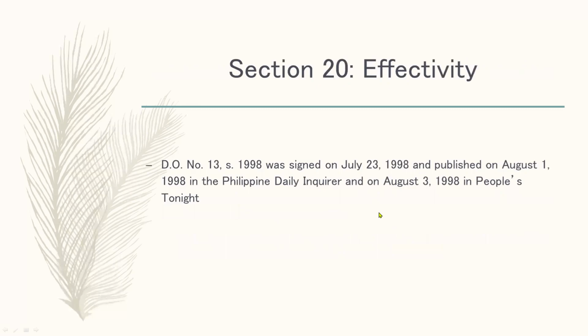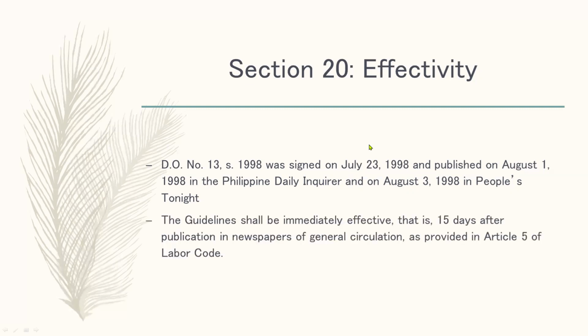And then, we have also Section 20 for the effectivity. The Department Order Number 13, Series of 1998, was actually signed on July 23, 1998, and published on August 1, 1998, in the Philippine Daily Inquirer, and on August 3, 1998, in People's Tonight. The guidelines shall be effective 15 days after publication in newspapers of general circulation, as provided in Article 5 of the Labor Code.